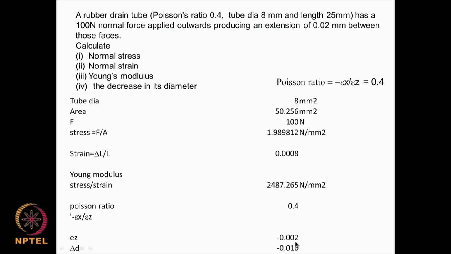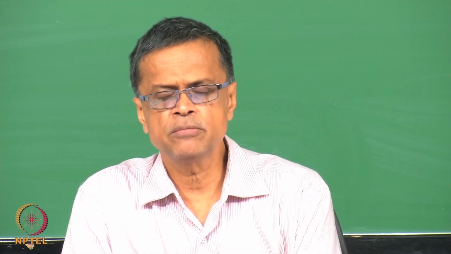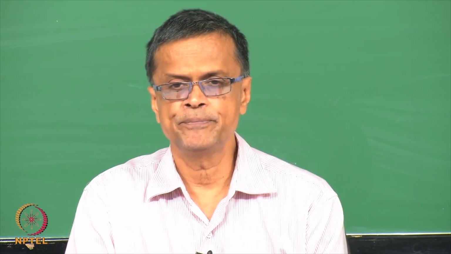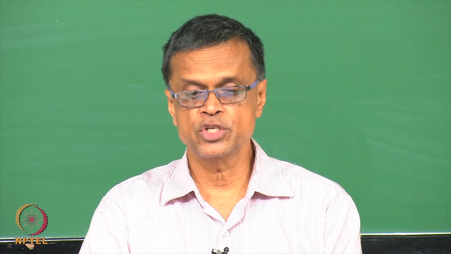So, the tube diameter is 8 mm. The change in the tube diameter is 0.002 into 8, 0.016. So, the diameter of the tube gets reduced by 0.016 millimeter. When the tube gets elongated by 0.02 mm, the diameter gets reduced by 0.016. If it is a rubber drain tube carrying some body fluids, the diameter gets reduced, so the chances are the rate of drain can go down. You need to keep that in mind, that is a very interesting situation you may have.